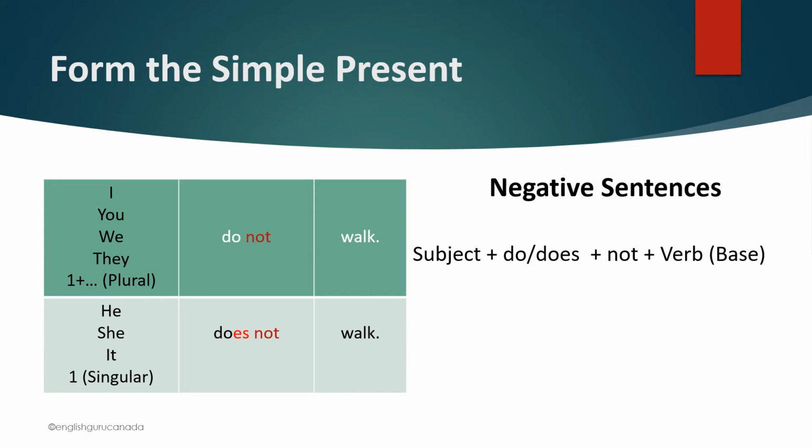So with I, you, and the plural, you're not going to use the S or ES. And with the singular, you are going to use the ES. So that's why it's going to be he does not walk. Now you cannot say he does not walks. Now that would be wrong. So no S or ES with the base verb. That is a must that you have to remember.